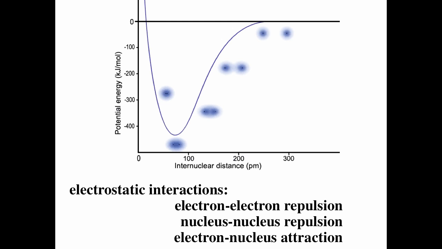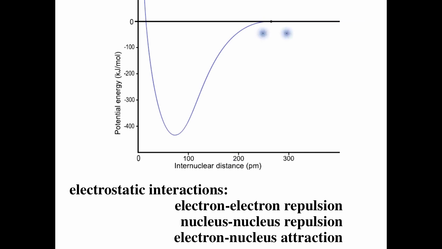And so again, imagine infinitely far apart. We assign that energy to 0. As they come closer, you're increasing electron-nucleus attraction until you get to that minimum, and the minimum is the most stable configuration. And then if you keep on getting too close, you'll start getting nuclear-nuclear repulsion, and it's going to start getting less stable.